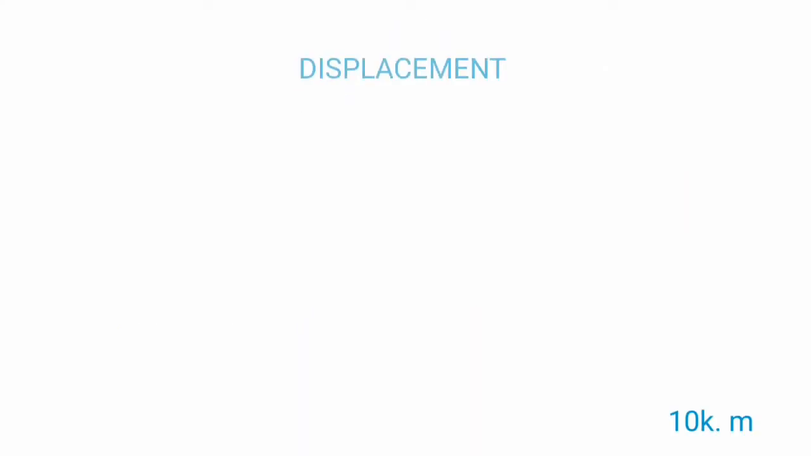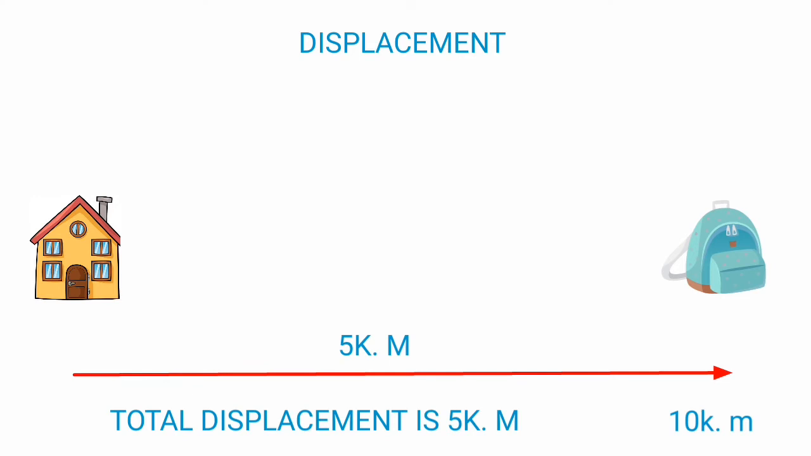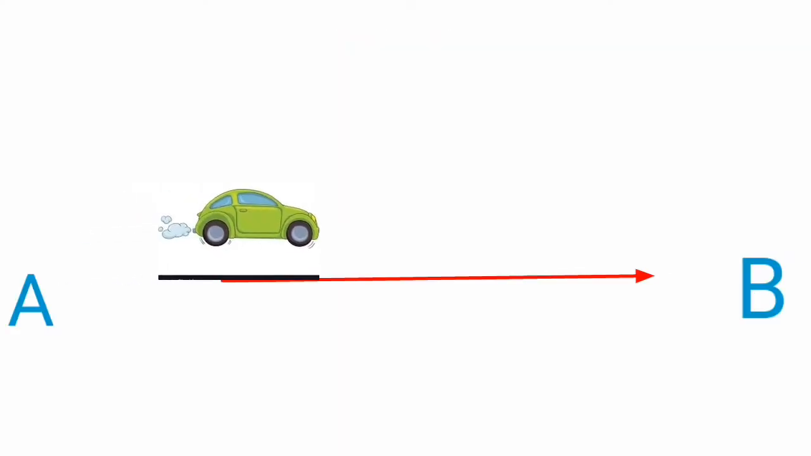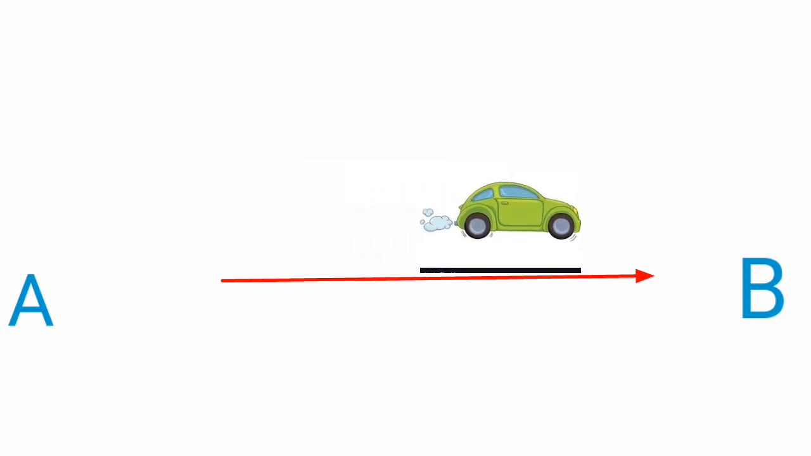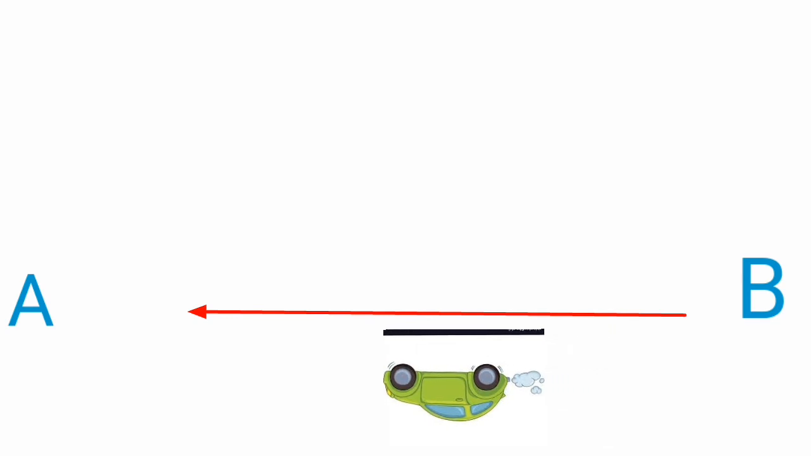Now we are seeing a displacement example. If a car is moving from home to school, and the total distance is 10 kilometers, but the car cannot cover that distance, if it breaks down at 5 kilometers, then we say it's a displacement, because it did not cover the full distance. See the video carefully. If a car moves from position A to position B, and after that returns to position A, then we call the total displacement 0.